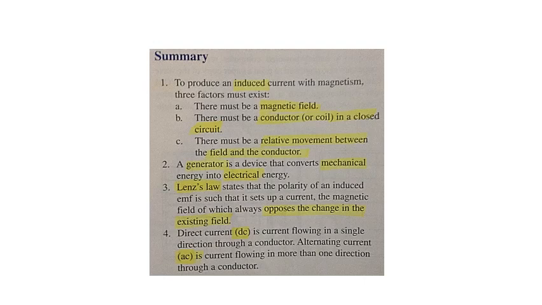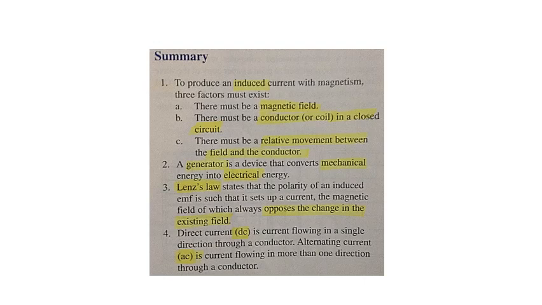Summary for this chapter, chapter 10. Number 1, to produce an induced voltage, to produce an induced current with magnetism, three factors must exist. First, there must be a magnetic field. Second, there must be a conductor or coil in a closed circuit. Third, there must be a relative movement between the field and the conductor.